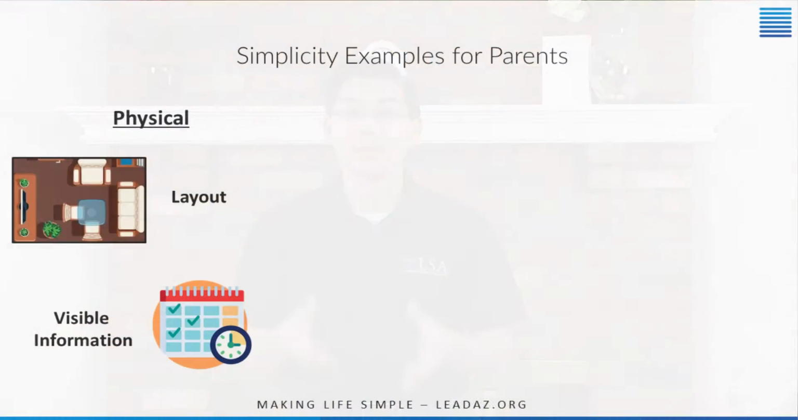There's 3 ideas I have for you. 3 ways that you can apply the simplicity structured into your home. The first way to implement this in your family would be the physical. What do I mean by the physical? I mean the accessibility of physical things and also of information. So let's start with physical things.